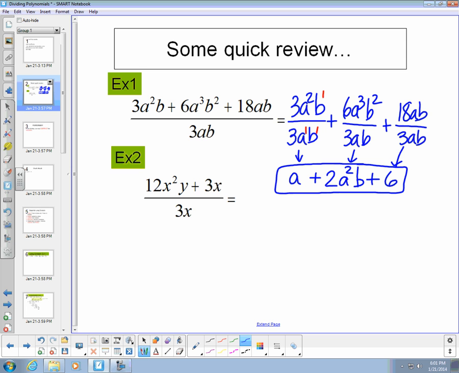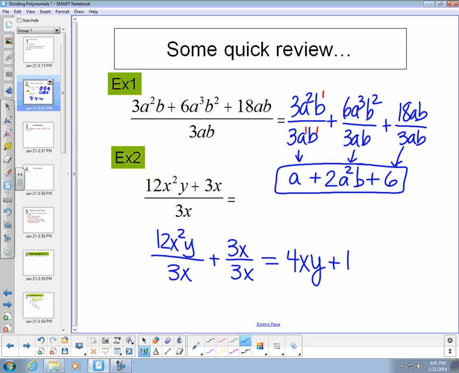Okay, pause the video for a second and work example 2. When you've got the answer, turn it back on. When I break it up, I'm going to say 12x squared y divided by 3x plus 3x divided by 3x. So when you divide the first terms, 12 divided by 3 is 4. X squared over x is just x to the first. And then I've got the y on the top and no y on the bottom, so 4xy. 3x divided by 3x. 3 divided by 3 is 1, which I am going to have to write this time because my x's are canceling out. So 4xy plus 1 should be your answer.